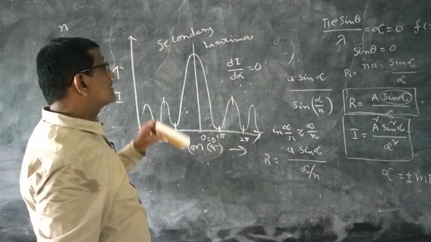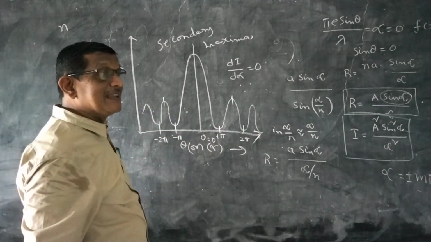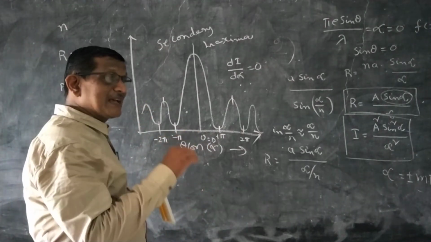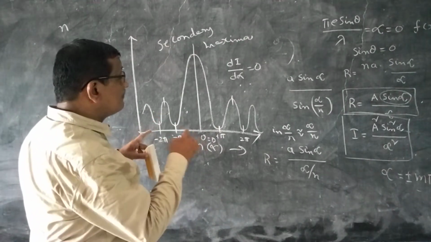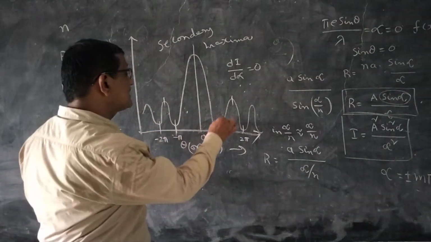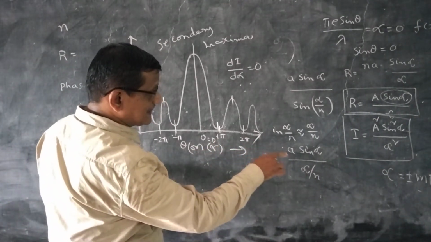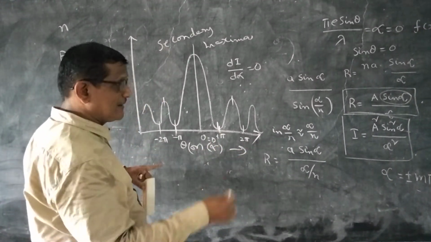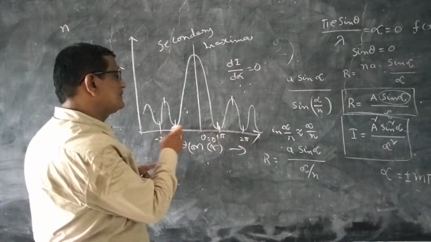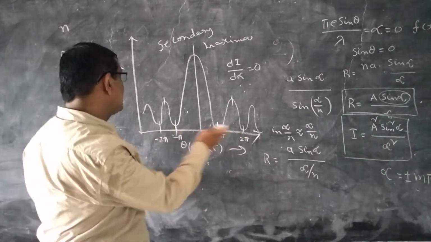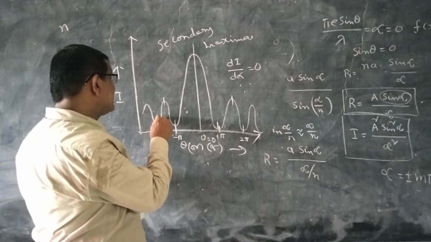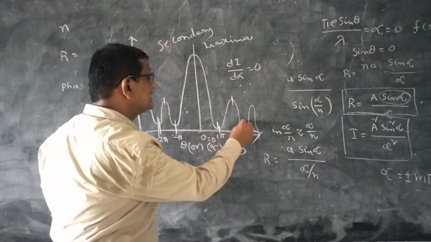Now, the final conclusion from this graph is, here P0 is the central maximum and again minimum takes place when theta is equal to plus or minus m pi. That is, when m is equal to 1, plus pi and minus pi on both sides, and again plus 2 pi and minus 2 pi on both sides. This is the condition for intensity minimum.